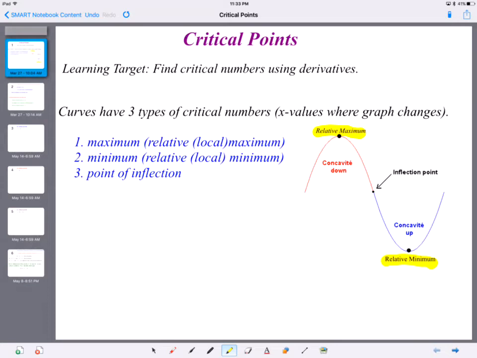We also have something called an inflection point. The inflection point is when the concavity changes. So when you go, in this case, from concave down to concave up, there's a change. And so these are the three types of critical numbers or critical points that we will be looking at and identifying based off of our derivatives, and we'll talk about how we're going to do that.